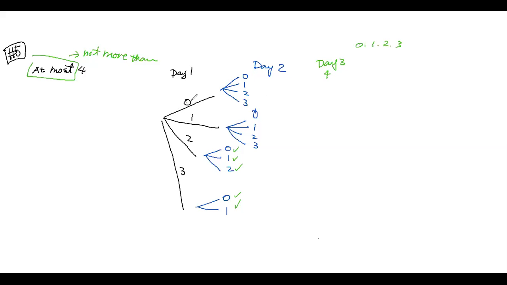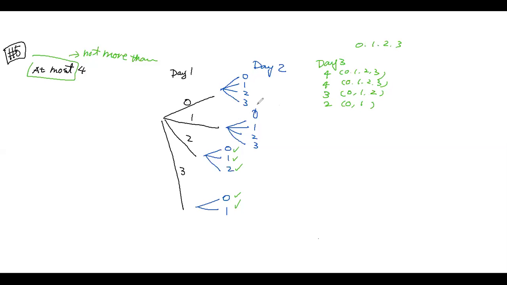Now for 0, 1, how many options on day 3 do I have? I also have 4, because I can study 0, 1, 2, 3, since 0, 1, 3 is still less than 4. Let's look at 0, 2. That means I studied 2 hours, so I have 3 options: 0, 1, and 2. How about 0, 3? I only have 2 situations, because I can only study 0 hours or 1 hour, since 1 hour plus 3 is 4 hours.